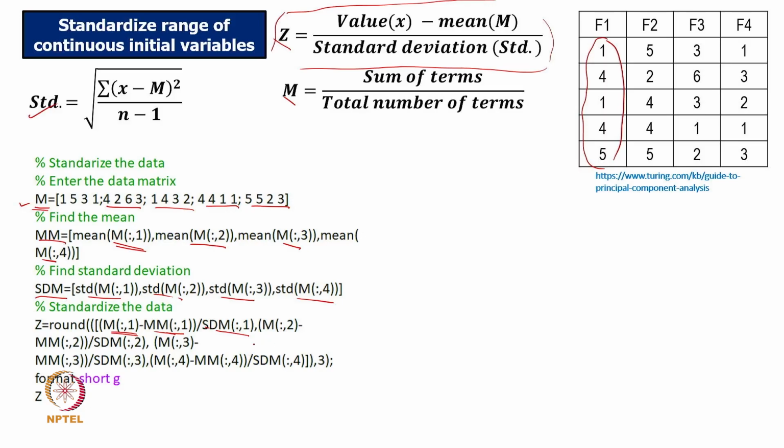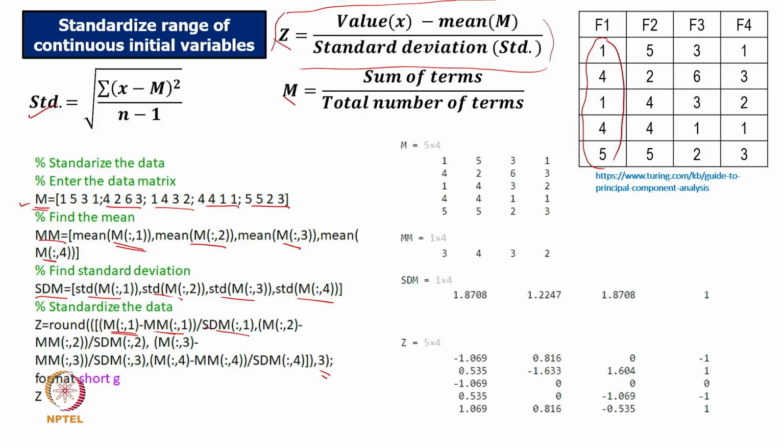And then again we are going for the second column, the third column, the fourth column. Here a new term is coming, the 3, right, and then what is the meaning of 3? However, first, as we have not given a semicolon, it will display immediately when we enter. You can see here the matrix is 5 by 4, 5 rows and 4 columns. Then we have a mean value; every column will have one value. So, the mean value matrix is 1 into 4.